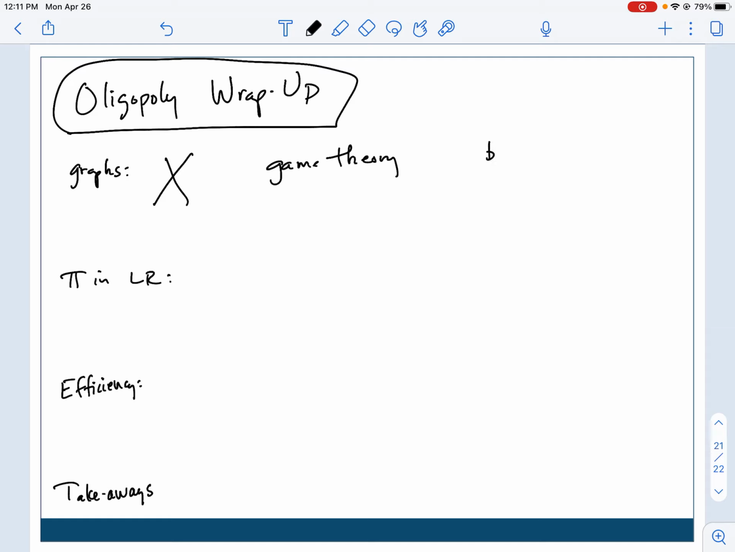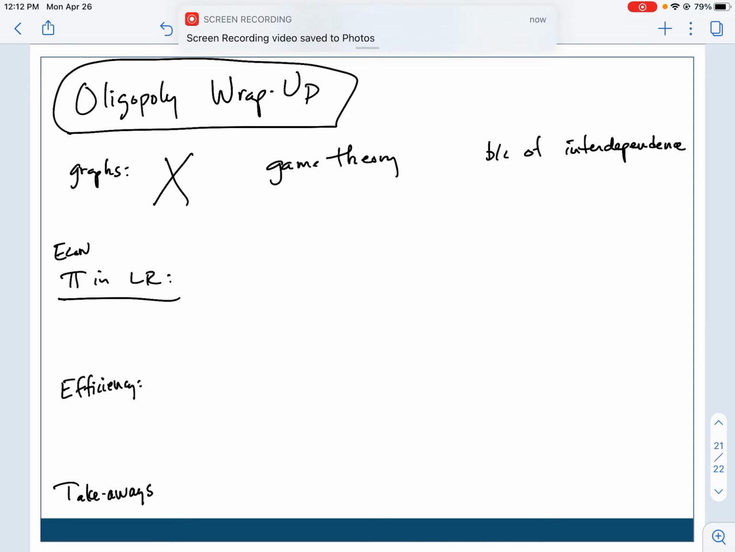So because of interdependence, we use game theory. We think about simultaneous games. And that's what helps us evaluate or think about the incentives in oligopoly. The other important thing to wrap up here: profits in the long run. No, economic profits, to be more specific. Economic profit in the long run, it is possible.